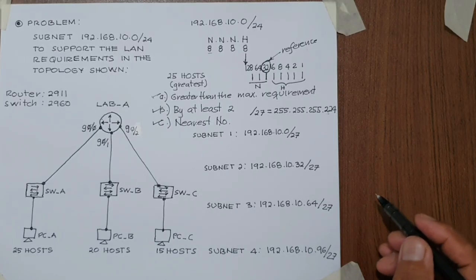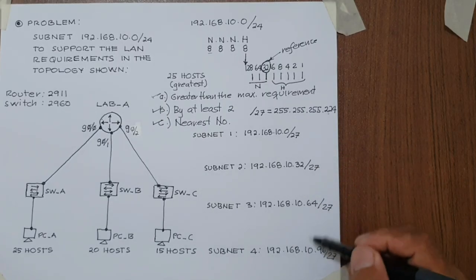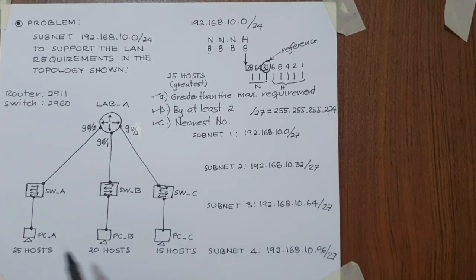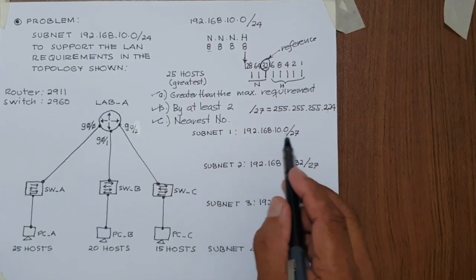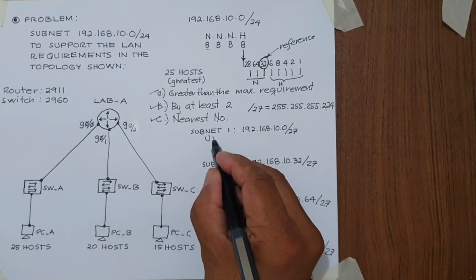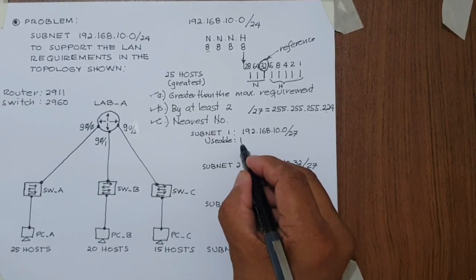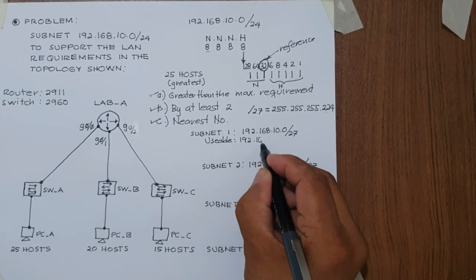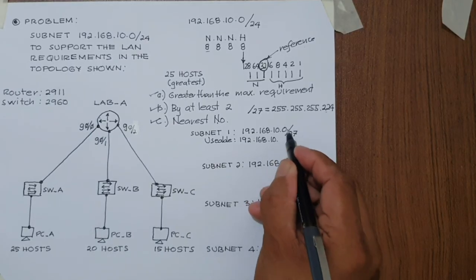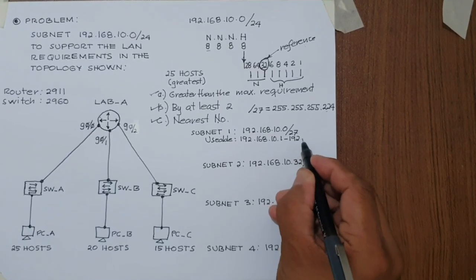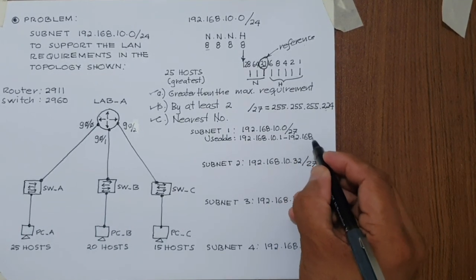Okay? But we will be limiting our subnets to these first four subnetworks because we only will be supporting 3 subnets here. So in the first subnet, the usable IP addresses will be 192.168.10.1 up to 192.168.10.